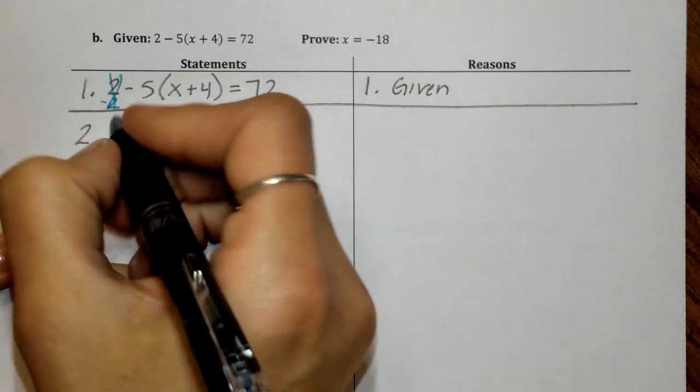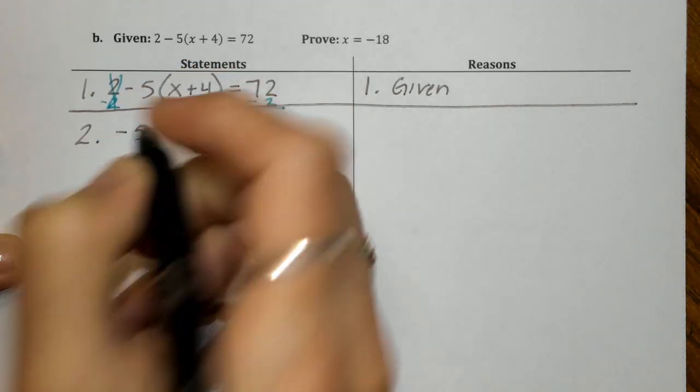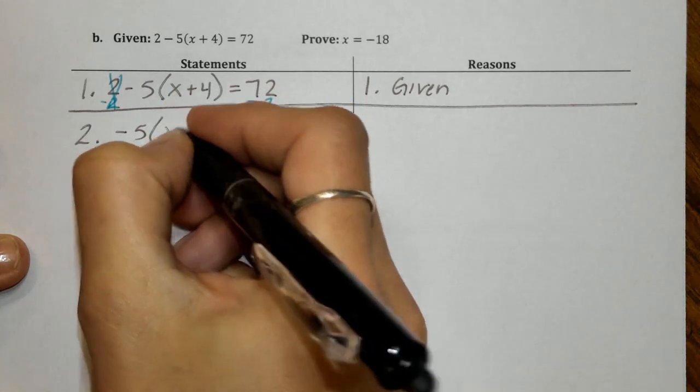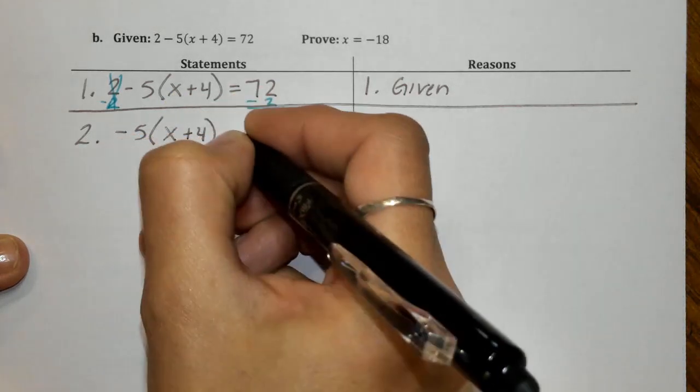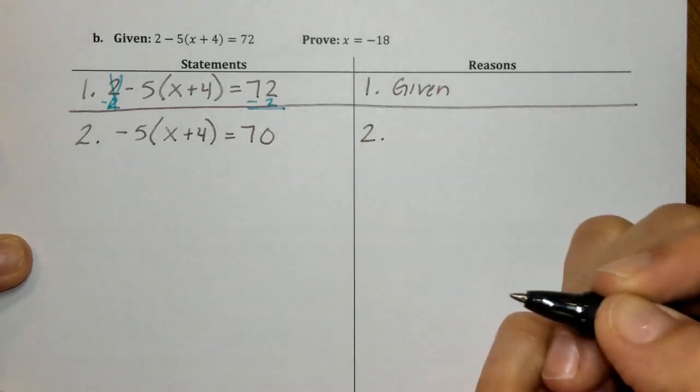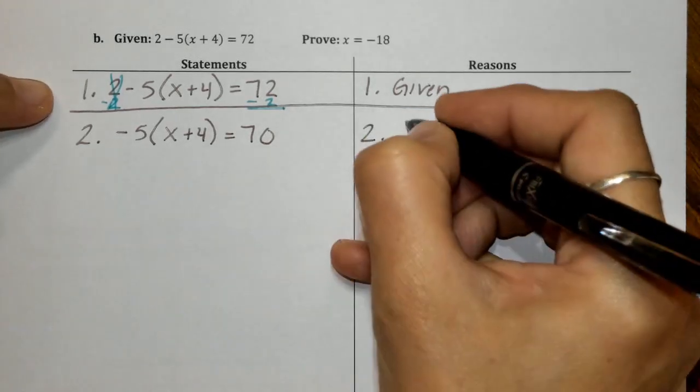I'm going to wind up with a negative 5 parentheses. Do not do 2 steps at a time. With 2 column proofs, you have to do 1 step at a time. Here's what we have. Now, what's my reason for writing what I just did? Because I subtracted.